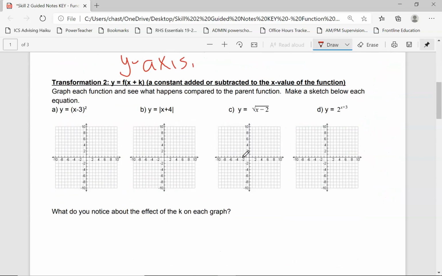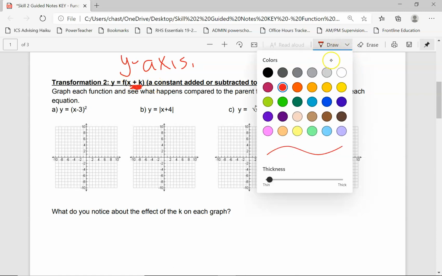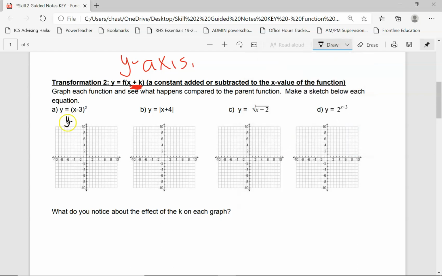All right, let's look at what happens when the plus k is inside the function itself. So we have a function of x plus k. Again, I'm going to draw my parent functions first. The parent function for this first one is y equals, so notice we have something squared. So again, we're talking about the parent function y equals x squared.